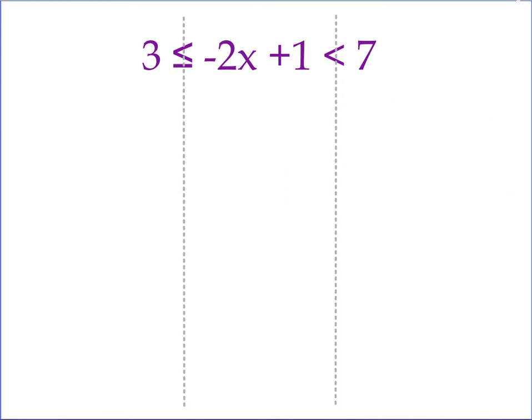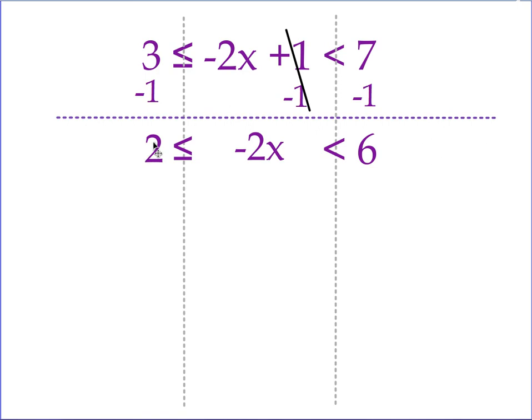To get x by itself in the middle section, we would first subtract 1. In an equation or inequality, generally we would subtract 1 from both sides. However, since I have 3 sections, I have to subtract 1 three separate times. When I simplify, 3 minus 1 is 2. In the middle section, I'm just left with negative 2x, and on the right, 7 minus 1 is 6. Then, to get x by itself, I have to divide by the coefficient of negative 2. And again, I have to divide all 3 sections by my coefficient.